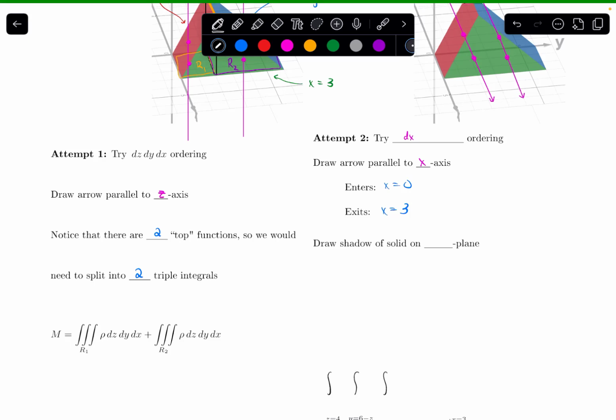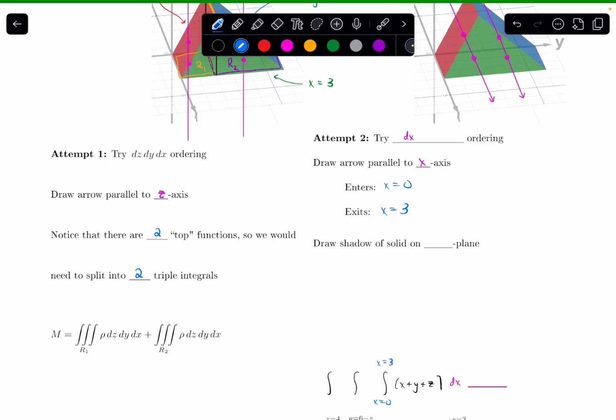Triple integral, my density function was x plus y plus z. I know I'm doing dx innermost, and I'll think about what goes after. Now at least I have these limits of integration for x. Where it enters is x equals 0, where it exits is x equals 3.